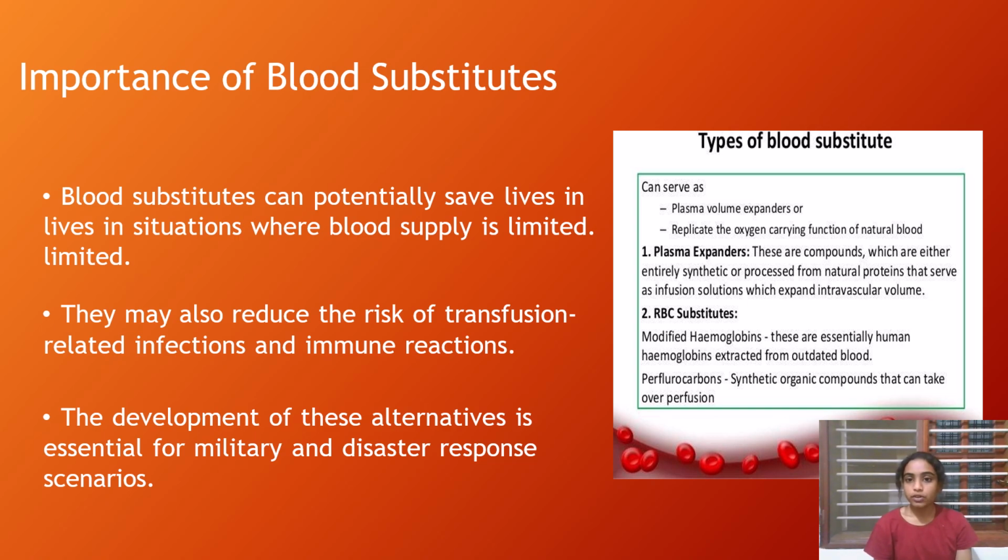The types of blood substitute: they can be of two types, plasma volume expanders and those that replicate the oxygen carrying function of natural blood. Plasma expanders are compounds which are either entirely synthetic or processed from natural proteins that serve as infusion solutions which expand the intravascular volume. RBC substitutes: modified hemoglobins. These are essentially human hemoglobins extracted from outdated blood. Perfluorocarbons: synthetic organic compounds that can take over perfusion.